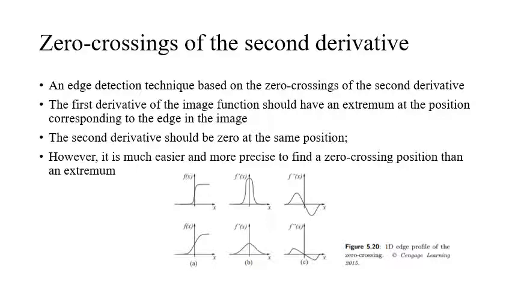However, it is much easier and more precise to find a zero crossing position than an extremum. That is, rather than finding a minima or a maxima, it is easier to find a zero crossing, right? Let us understand this better using this figure. The figure here is 1D for the sake of simplicity. Figure 5.2a shows the step edge profile of the original image function. It has two different slopes.